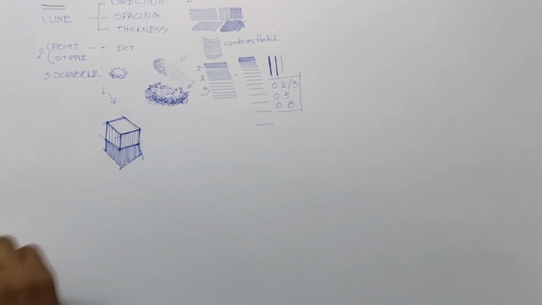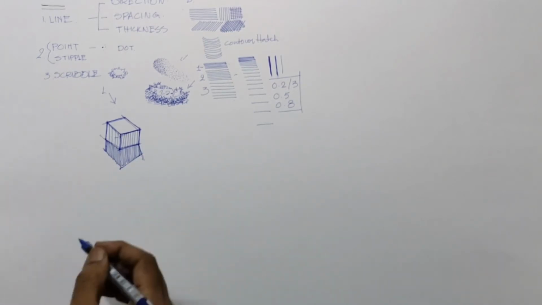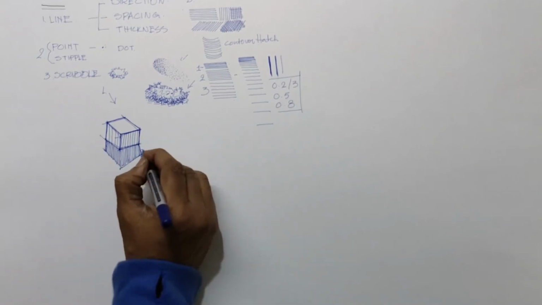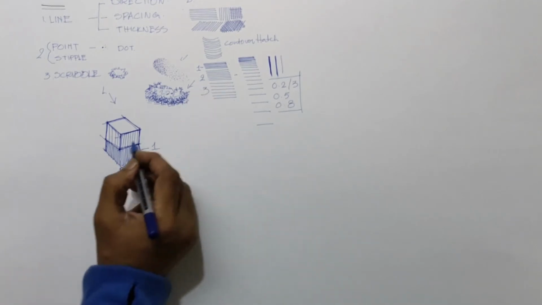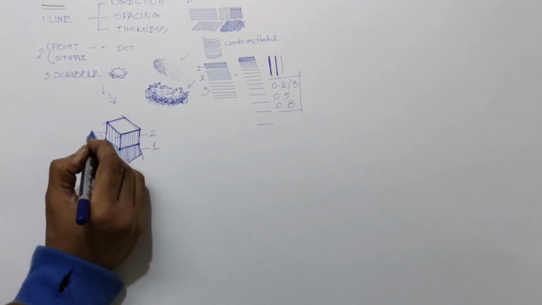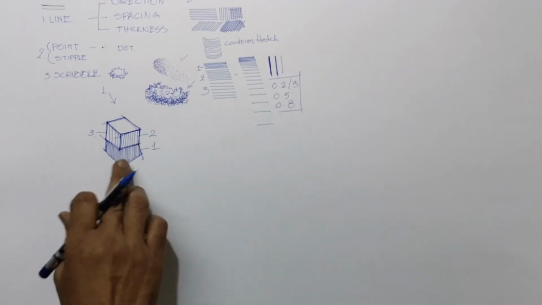So you can see the variation. Fine. The shadow is looking darker. The hatch which I have used here is 1. This one I have used 2, and this one I have used 3. So this one I have used here.